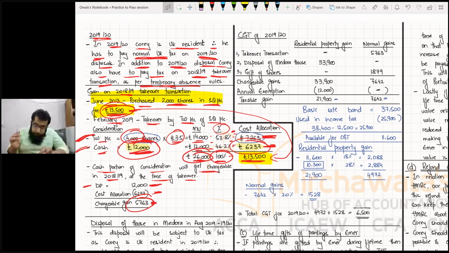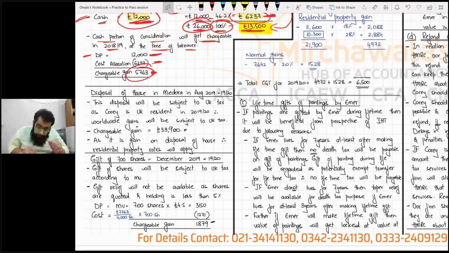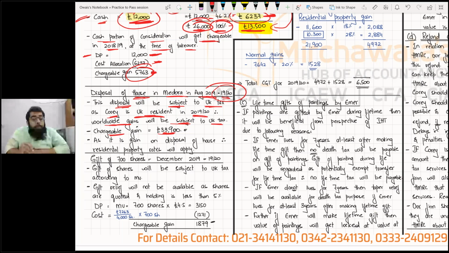Now, disposal of house in Medora in August 2019-20. This disposal will be subject to UK tax as Corey is UK resident in 2019-20. Therefore, worldwide gains will be subject to UK tax. The chargeable gain is 33,900, which will become taxable.